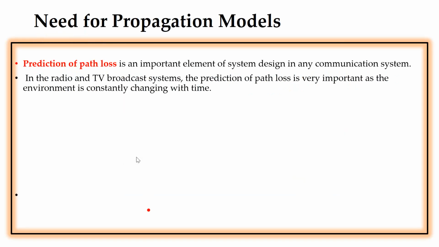A reliable propagation model is one which calculates the path loss with small standard deviation. This will help the network engineers and planners to optimize the size, coverage area, and to use the correct transmitted powers. Hence, prediction of path loss is an important element of a system design in any communication system. In the radio and TV broadcast systems, the prediction of path loss is very important as the environment is constantly changing with time. A question arises in everyone's mind.